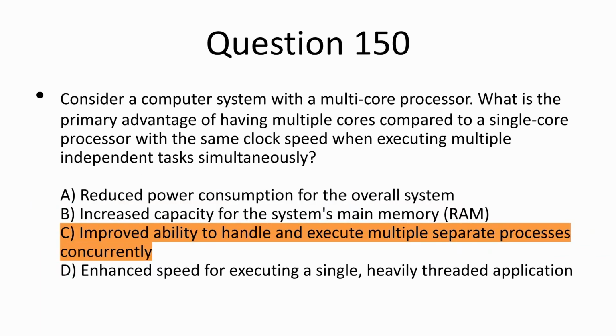Question 150 asks about the primary advantage of a multi-core processor when executing multiple independent tasks simultaneously. The correct choice is C. Improved ability to handle and execute multiple separate processes concurrently.